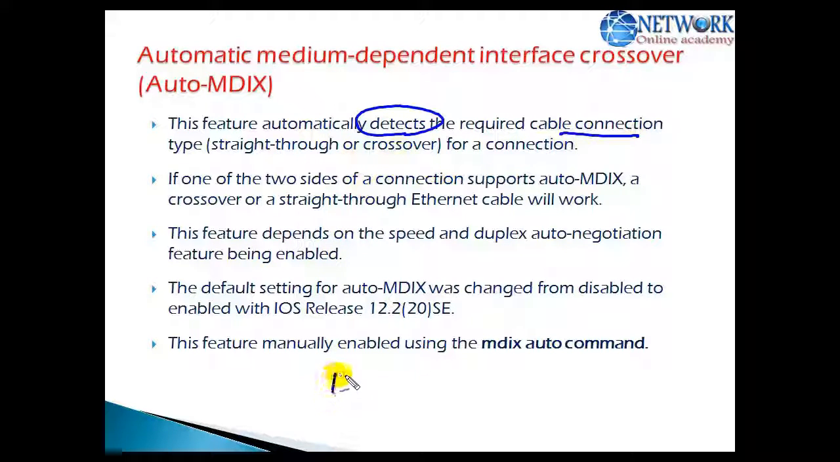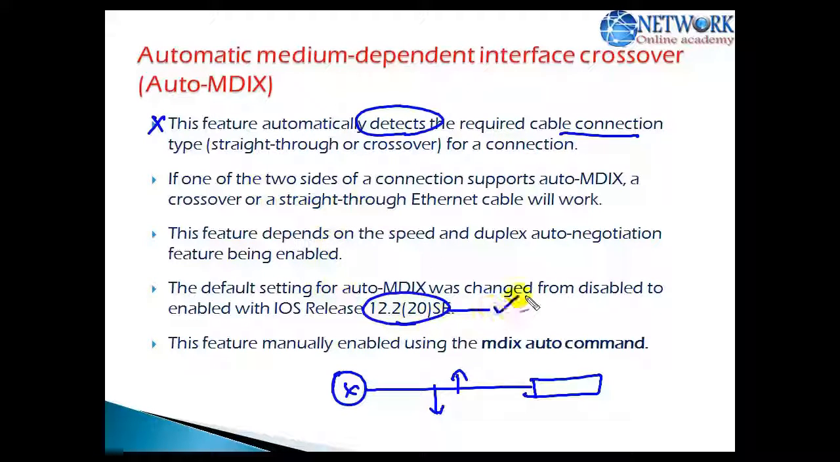When you enable this feature, it will automatically detect the required cable connection, whether it is straight or cross. Which means if you're connecting a router to a switch, it's not really mandatory to use a straight cable, you can just use any type of cable and it will automatically detect. But this feature is by default not enabled, and it is supported from IOS 12.2. If one of the two sides of the connection supports AutoMDIX, you can use a crossover or a straight-through Ethernet cable. Both cables are going to work.